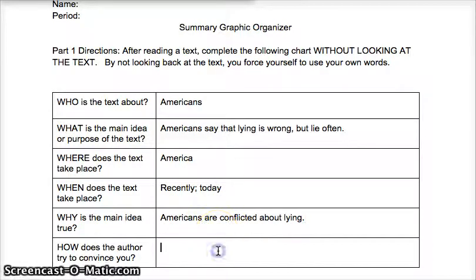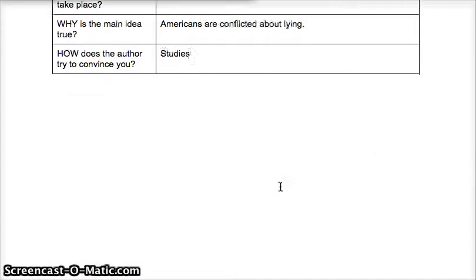And finally, how does the author try to convince you? This is often the trickiest part for students. You ask yourself, what things does the author show to try to prove that they're right? Is the author an expert on the subject? Does the author use philosophy or logic? In this case, the authors use studies. We've now completed part 1, and it's time to go to part 2.